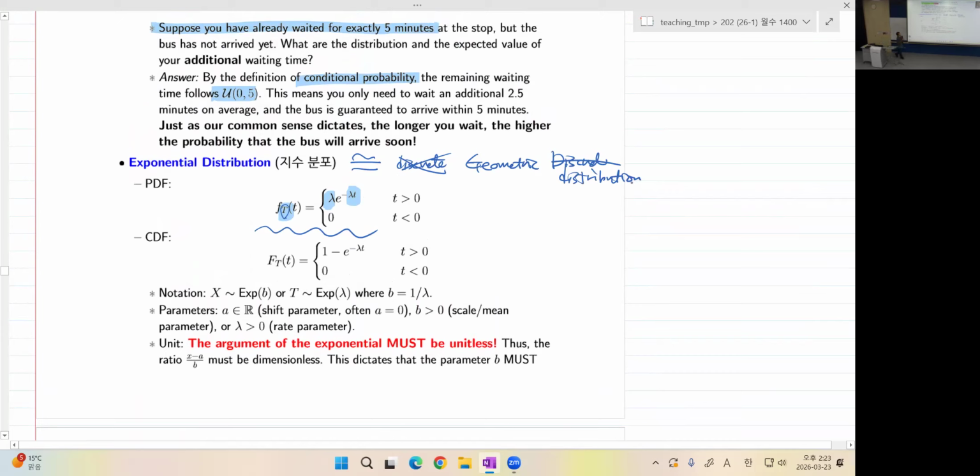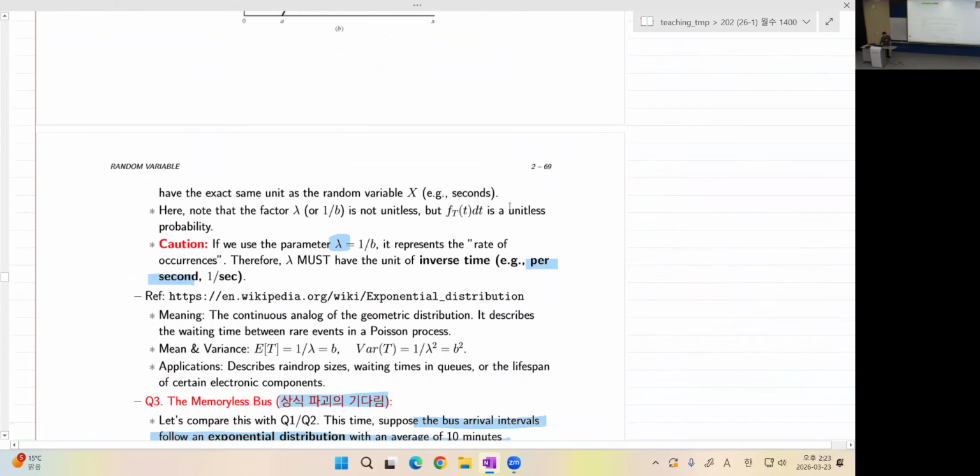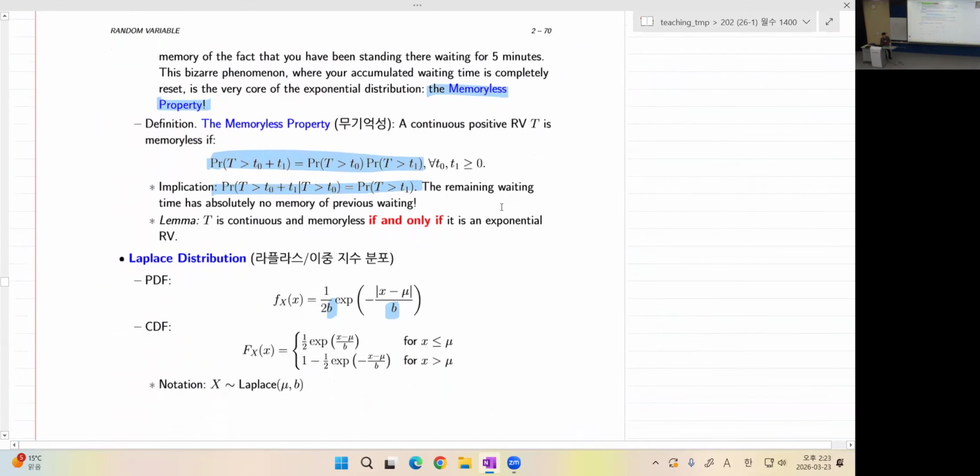And when I mentioned the property or character of the geometric distribution, what was that? It's a discrete memoryless distribution. And actually, the exponential distribution is the continuous counterpart. It's related to the continuous memoryless property. What is that? Suppose capital T is related to your waiting time, and you compute this probability. So suppose you already waited t0 minutes. And given that, what is your waiting time?